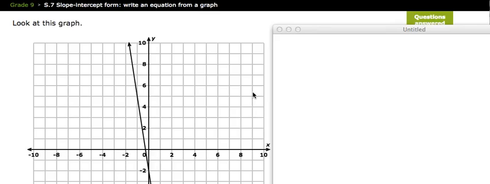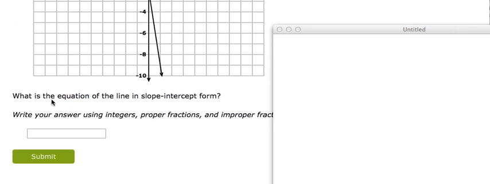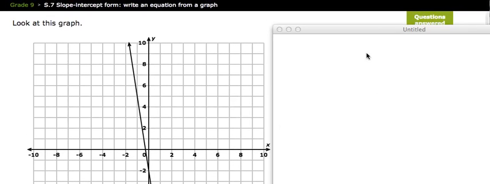All right, so let's say you're looking at 9S7 on IXL, and it's telling you to write an equation from a graph. It says, look at this graph, and then it shows you a graph. And then after showing you this graph, it says, what is the equation of the line in slope-intercept form? So in order to be able to answer this, a few things you're going to need to know.